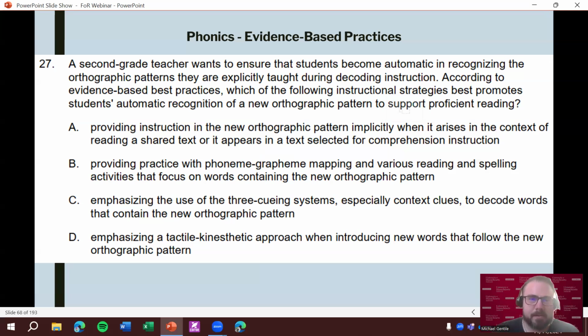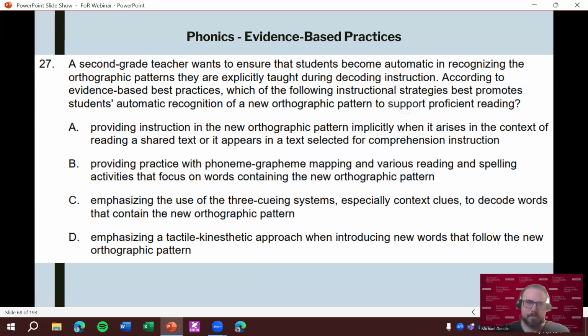The correct answer is B, providing practice with phoneme-grapheme mapping and various reading and spelling activities that focus on words containing the new orthographic pattern. Okay. This is wonderful. I love this question so much because if you can get this question, it does a lot of heavy lifting for other questions on the test.